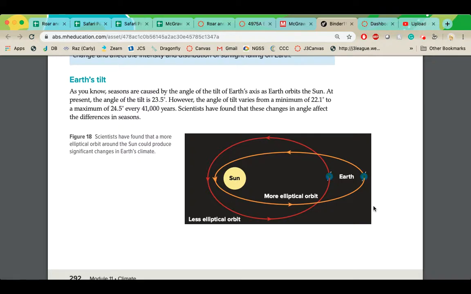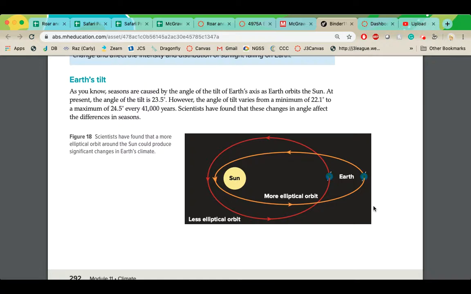The Earth's wobble will affect climate. There are different feedback loop patterns that affect climate, and also volcanic activity affects climate quite a bit. So these are all natural causes of climate change.